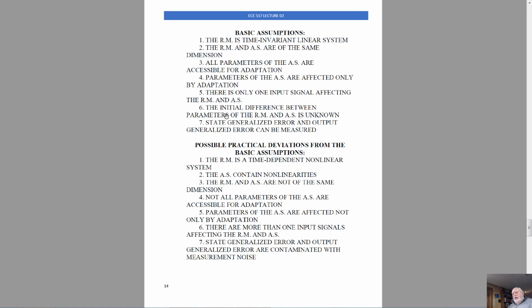The next issue. The initial difference between parameters of the reference model and adjustable system could be unknown. That's actually a very good statement. We don't have to worry whether we are too far from the right parameters or too close to the right parameters. This is a very good feature. And of course, issue number 7 is that state generalized error and output generalized error could be measured, because the model reference approach is based upon measurements of the error. If we do not have access to the error, we would not be able to build a realistic working adaptation mechanism.